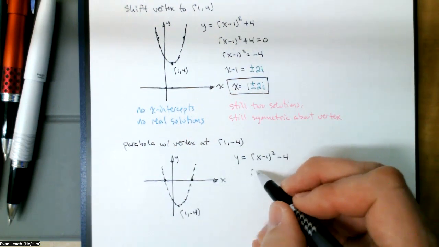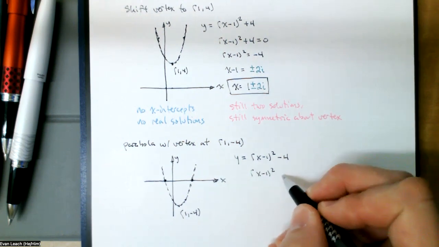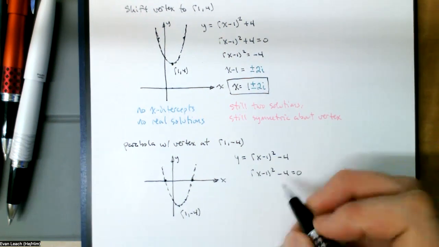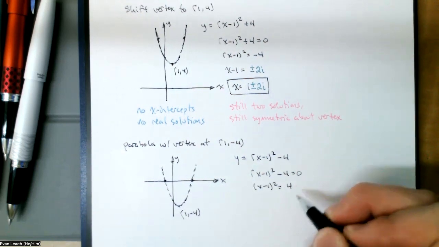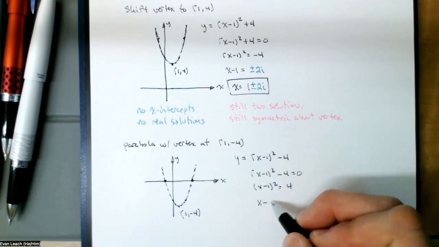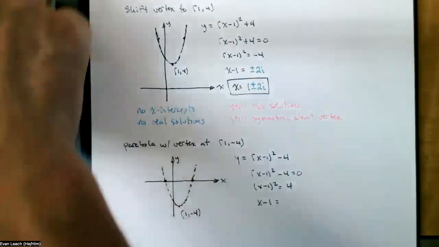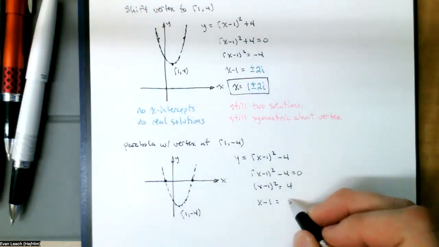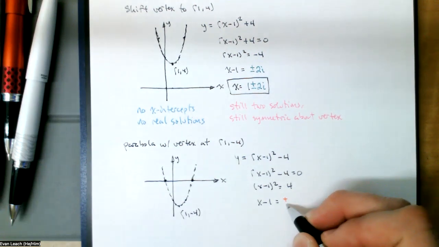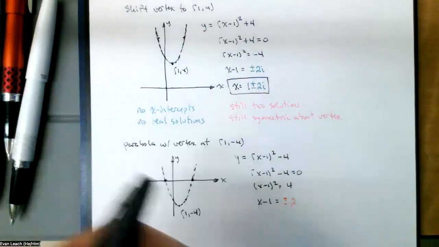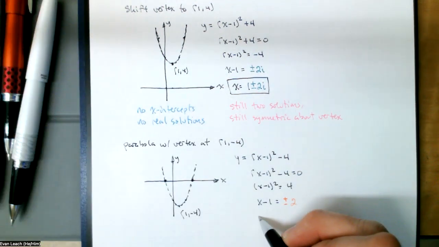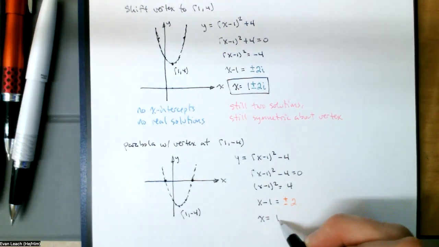And if we set this equal to 0, now we're going to add 4 to both sides, so (x minus 1) squared should equal positive 4. So x minus 1 should equal plus or minus positive 2, regular 2, real 2. So our 2 solutions are 1 plus or minus 2.